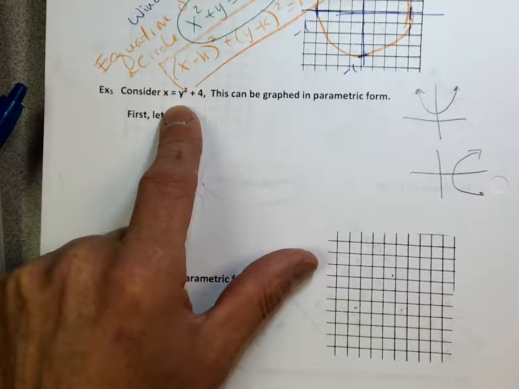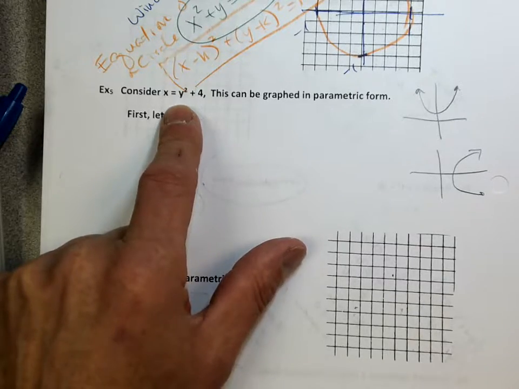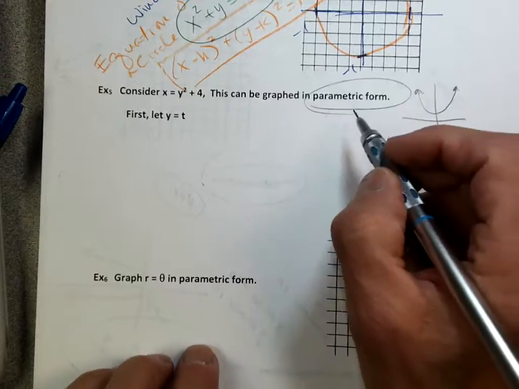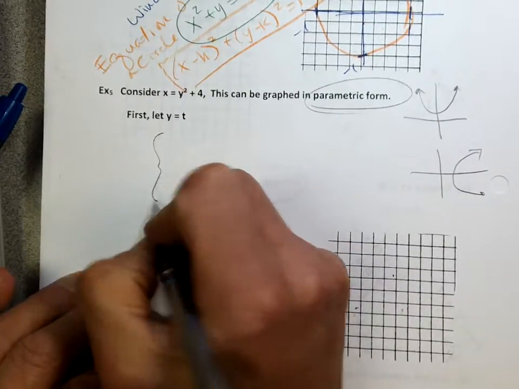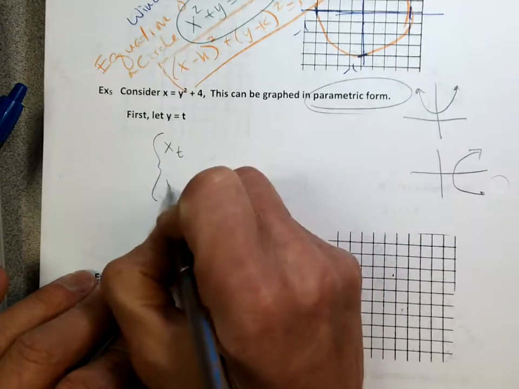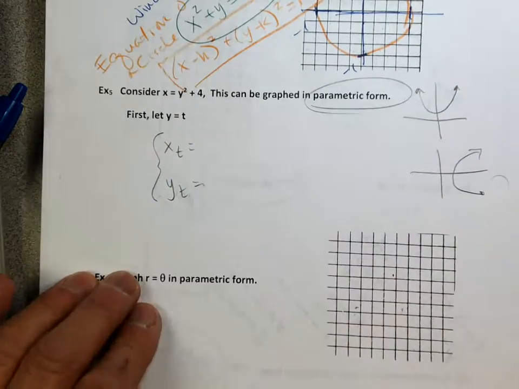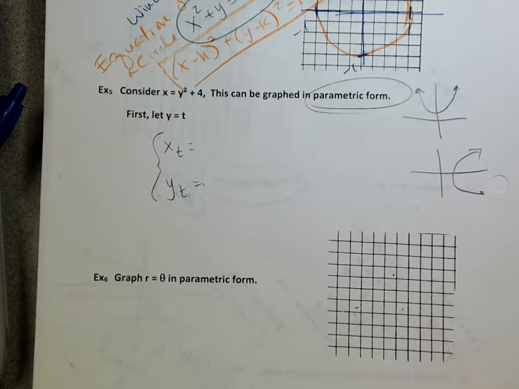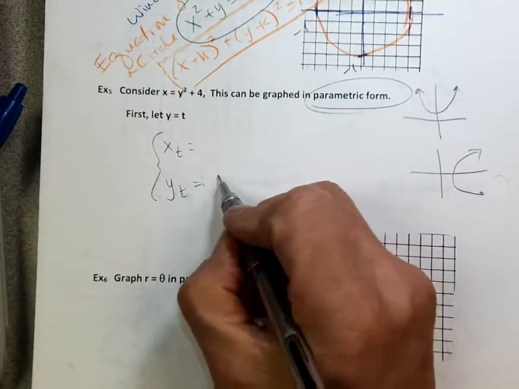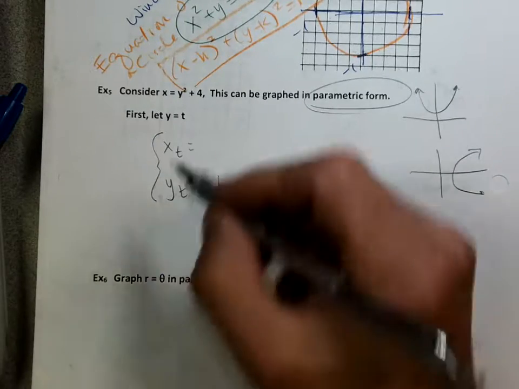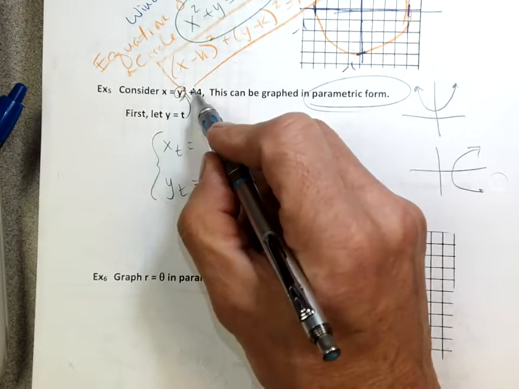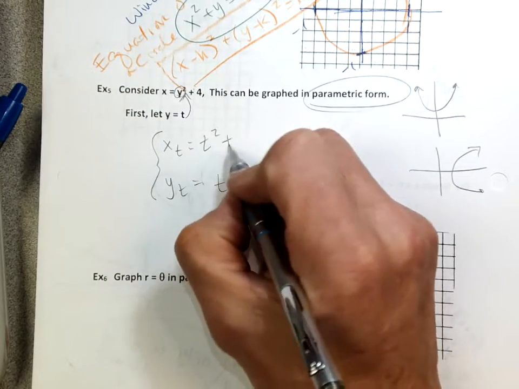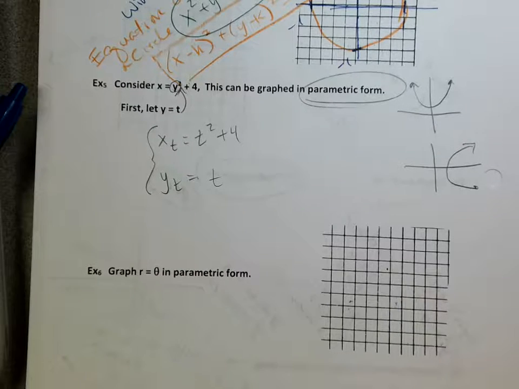And I can't graph that on my calculator unless I change it to parametric. Parametric has two equations: an x of t and a y of t. So if we let y equal t, then let's rewrite this as not y squared, but t squared plus 4. And we can put that into our calculator, right?